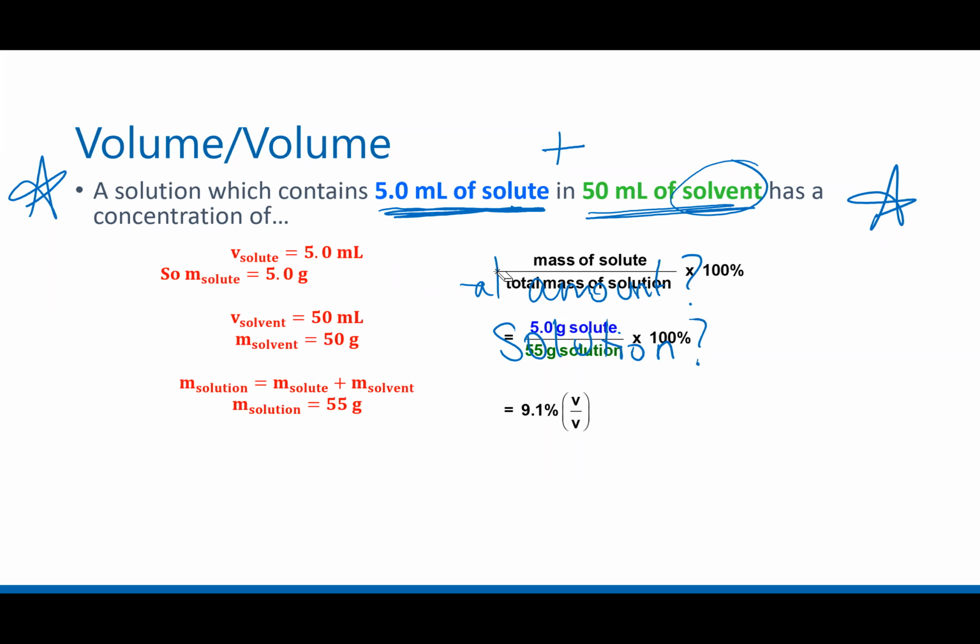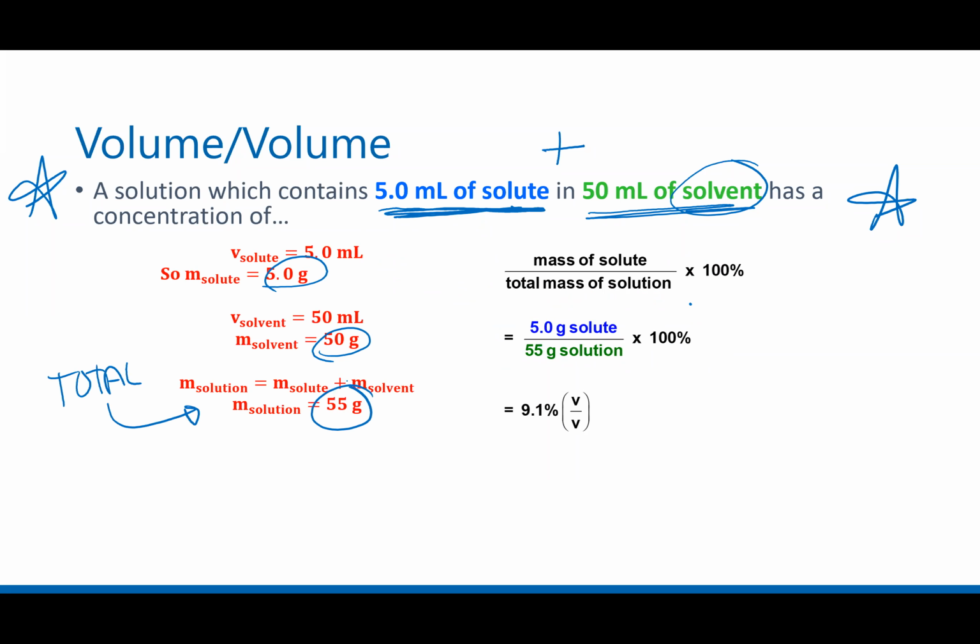So the workings for this, I'm just going to erase my writing here. And you don't even need to worry about changing it to mass. You can if you want to. But what you need to do is first find the total amount of solution. And my total amount is 55. So now I'm ready to go.